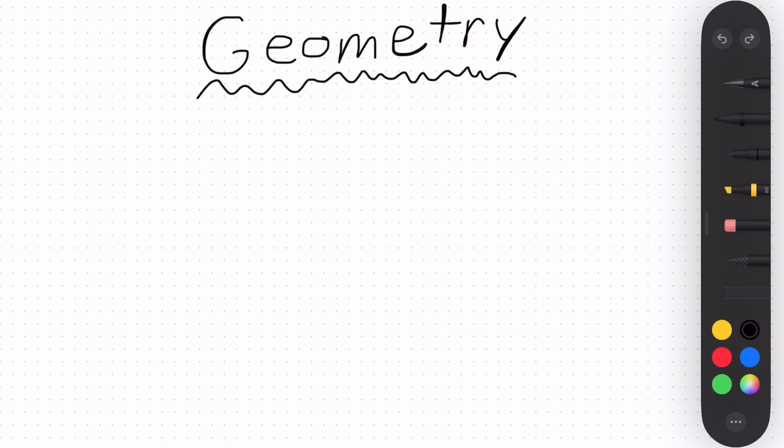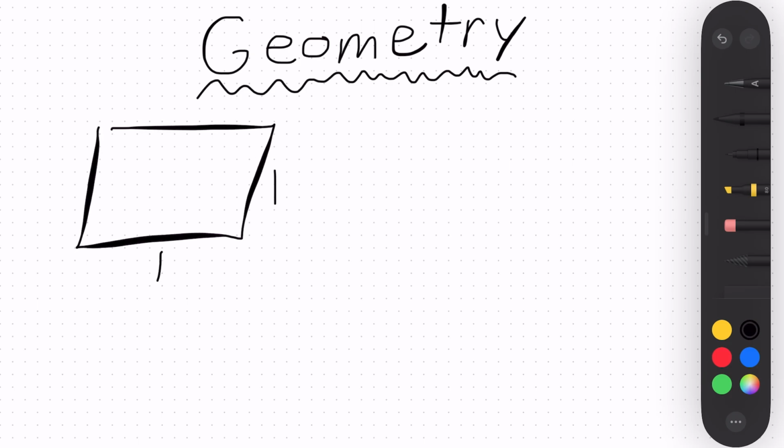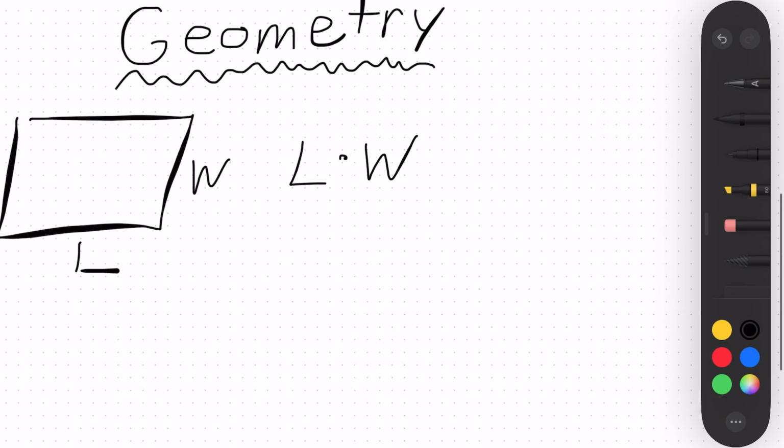First up we have 2D shapes. These are flat, so all we care about is their area, as flat shapes do not have a volume. So let's start with a rectangle, for example. This one has a length and a width, and the area for this is just length times width.